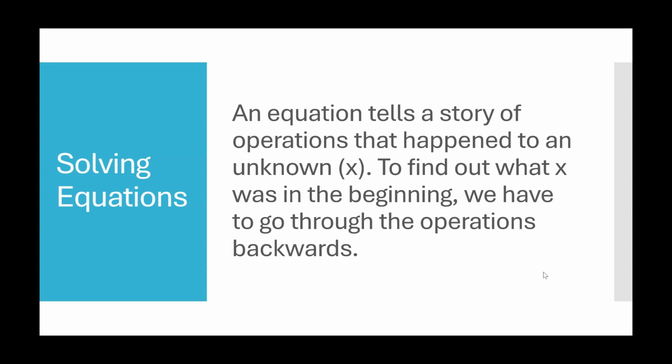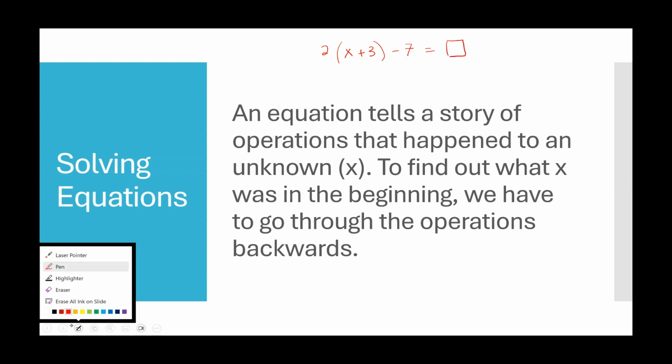Start off with a number, any number, and add 3 to it in your head. Take that number and times it by 2, and then take that number and subtract 7. And now you have some number. And if I want to go backwards in time, I'm going to take this equation. We started with x, we added 3, we times it by 2, we subtracted 7, and now we end up with some unknown amount.